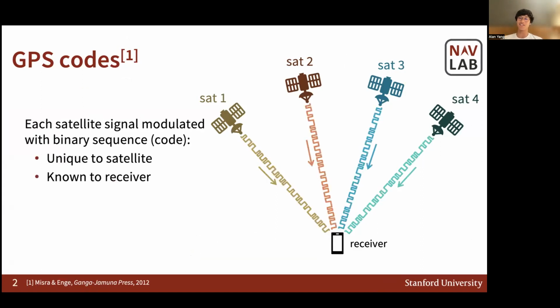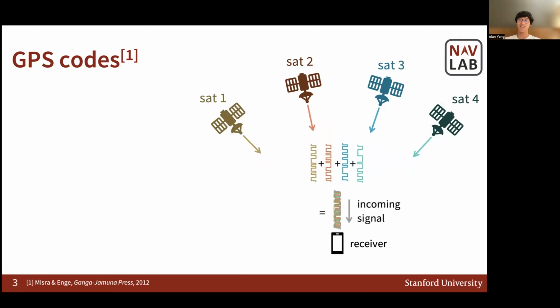The challenge is that the satellites share the same band in the spectrum, that is, the same communication channel. In GPS, a code division multiple access approach is used to allow the receiver to identify the signals sent from each satellite. At a high level, each satellite modulates its transmission with a unique binary code, which is known to the receiver. The incoming signal seen by the receiver has the transmissions from the different satellites added together.